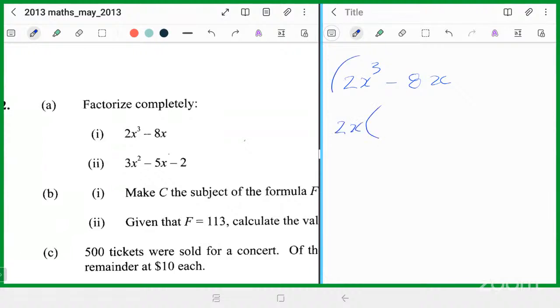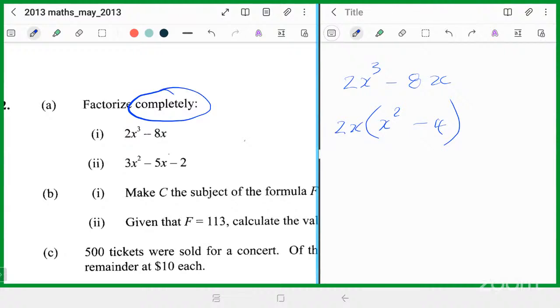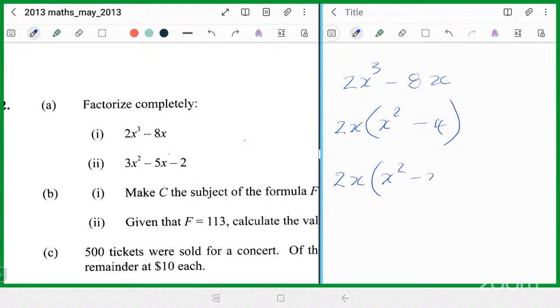Out of this, we're going to be left with x squared. Out of this, we're going to be left with a 4. If you recognize inside here, you have the difference of 2 squares. You cannot stop there. As the question said, completely. This is the first line of factorization. This part can be factorized as the difference of 2 squares. So it's going to become 2x as the first factor. Don't throw it away. Inside here, I'm going to write it as x squared minus 2 squared.